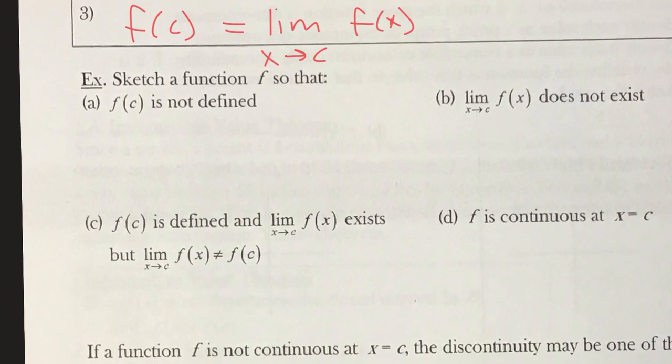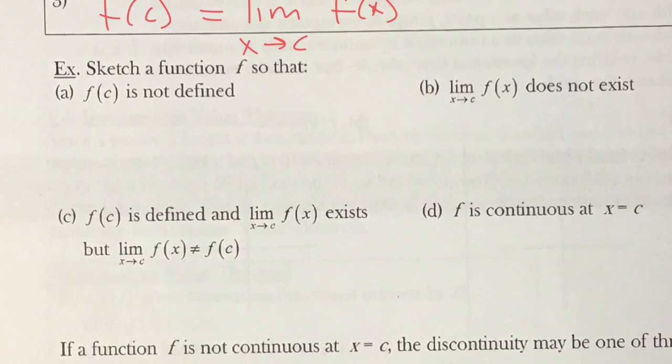Okay, so let's do some drawing. Let's sketch a function where f of c is not defined. There's a couple of ways. You could have an asymptote. We could have a removable discontinuity, right? Something of that nature. Either one of those things will be fine to have in this graph.